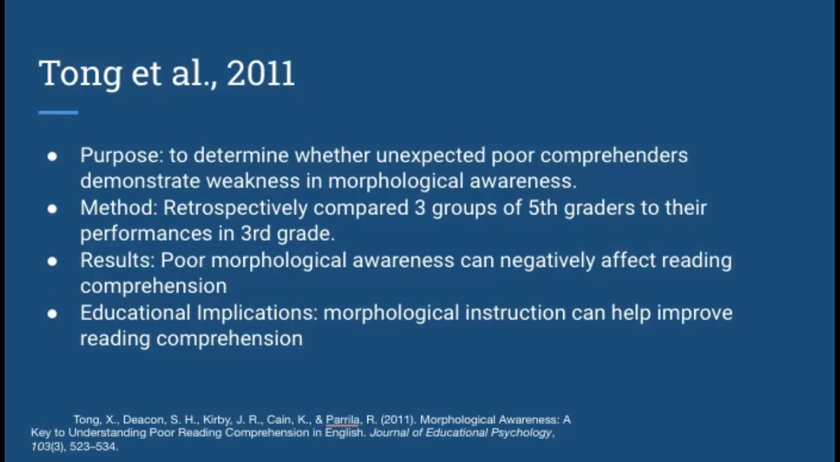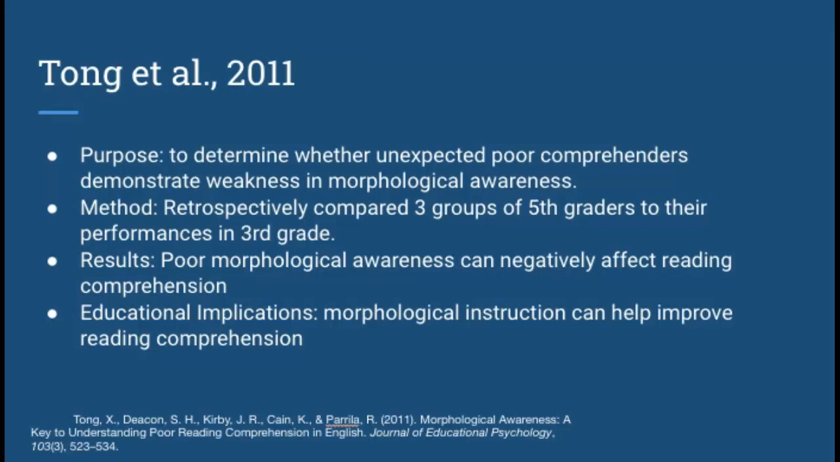Now we're going to look at what the research says about morphological instruction and reading comprehension. The purpose of this 2011 study was to determine whether unexpected poor comprehenders demonstrate weaknesses in morphological awareness. The term unexpected poor comprehender refers to students who demonstrate adequate word recognition skills for their age, but their level of comprehension does not match as it is much lower.